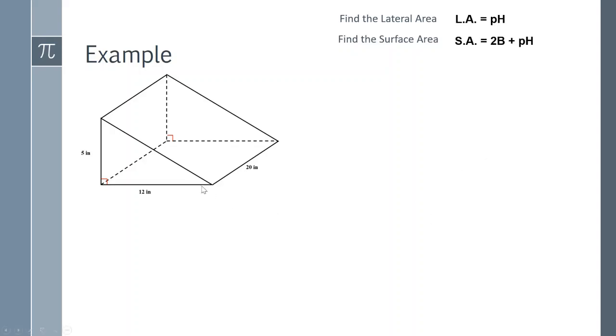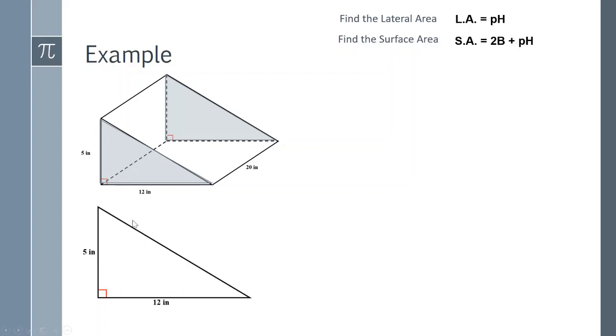Well, how do I know it's a triangular prism? Because these 2 bases right here are parallel to each other. So that's why this is a triangular prism. So the base of this object is this triangle with a height of 5 and a base of 12. Well, our first thing that we need to find is the perimeter.